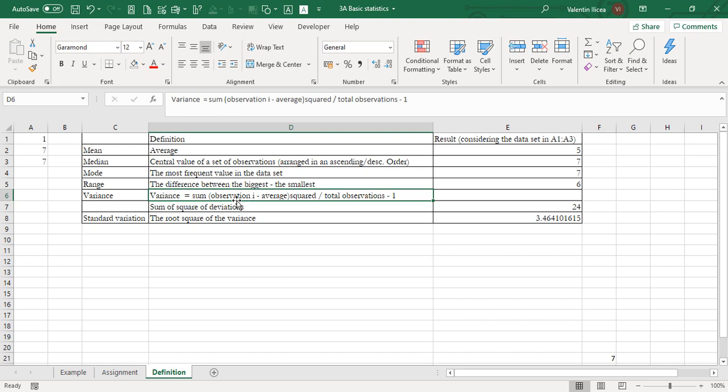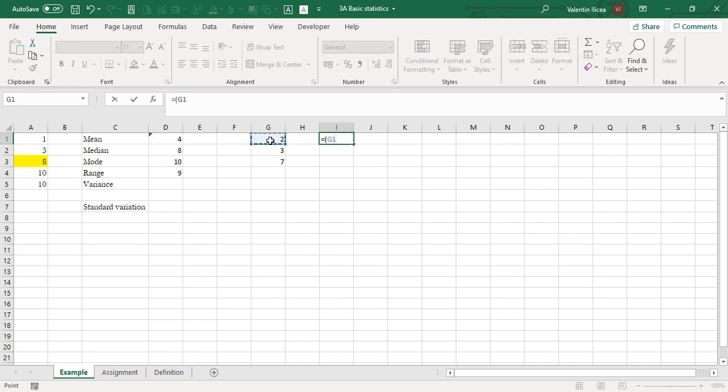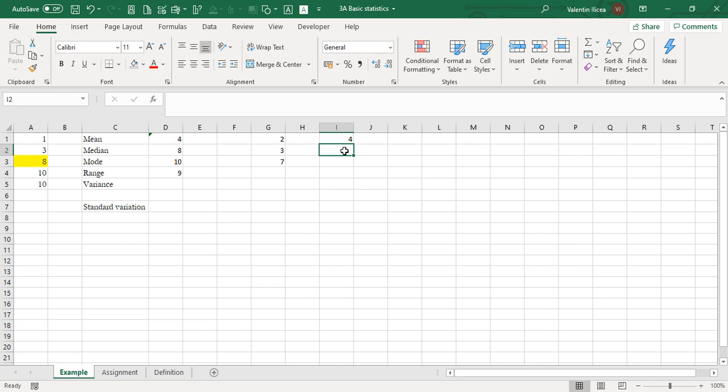Okay, so the first thing is we want to calculate the observation value minus the average. In our case, the average is 4, and the observations are 2, 3, and 7. So it's basically the first one minus the average, which is 4, squared. Here we have 1, because 3 minus 4 is minus 1, but squared is 1. And here we have 7 minus 4, which is 3, and 3 squared is 9. Now when we calculate the sum, it is 14.